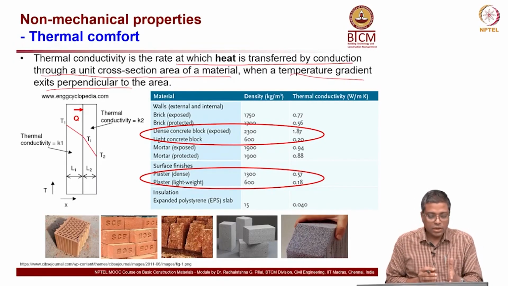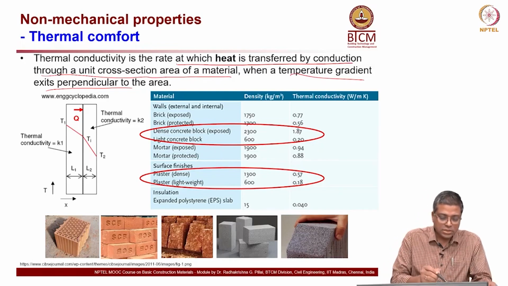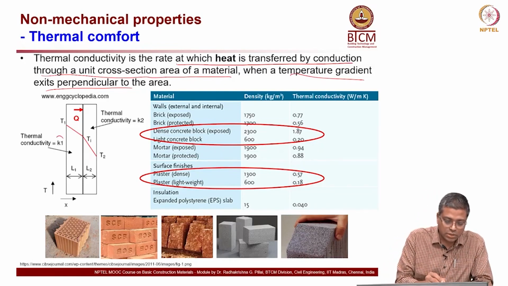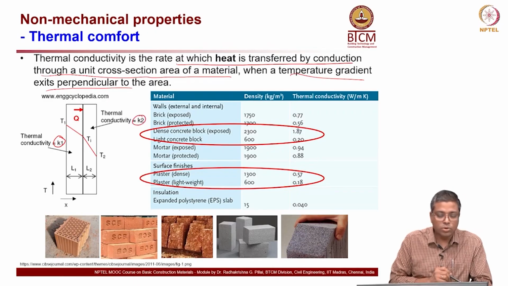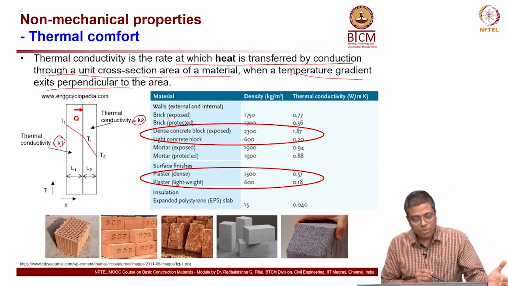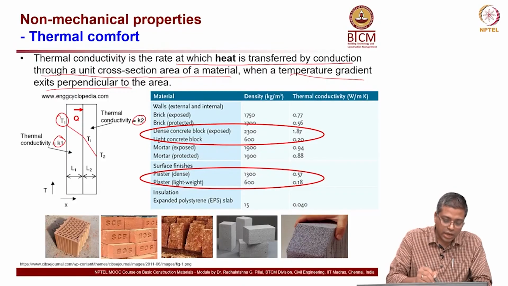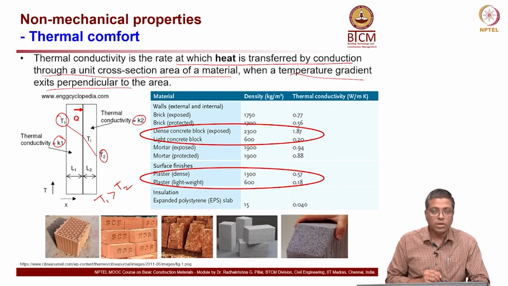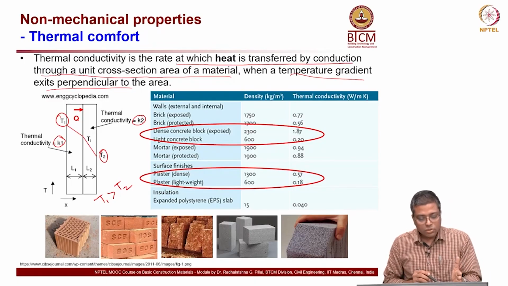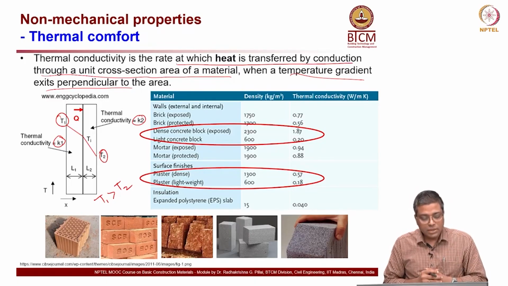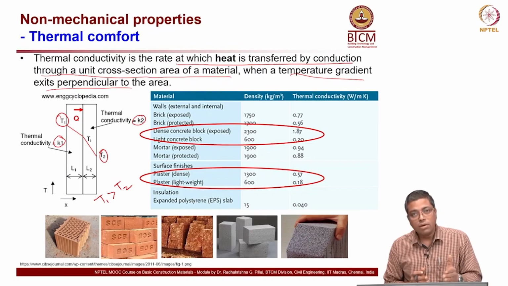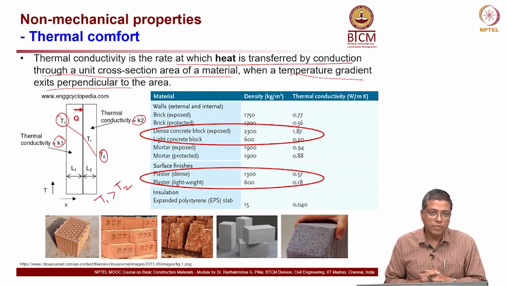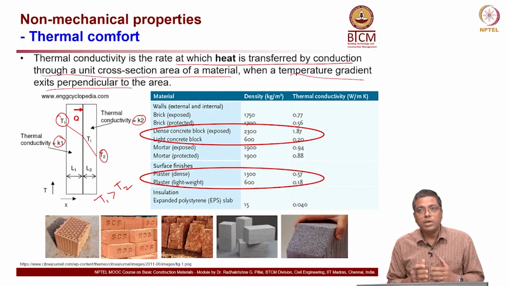Here on the left side there is a sketch which shows two materials with thermal conductivity K1 and K2, and the temperature T1 is higher than T2. Let us assume that. If the conductivity is high, then you will have faster movement of heat from one side to the other. So, you want to keep it low.